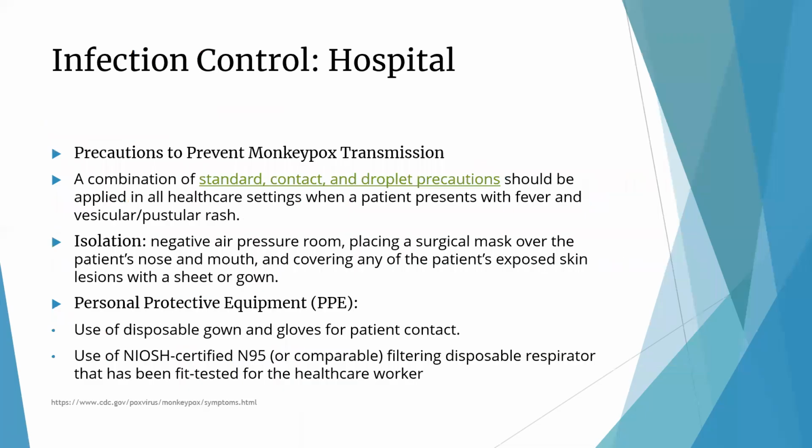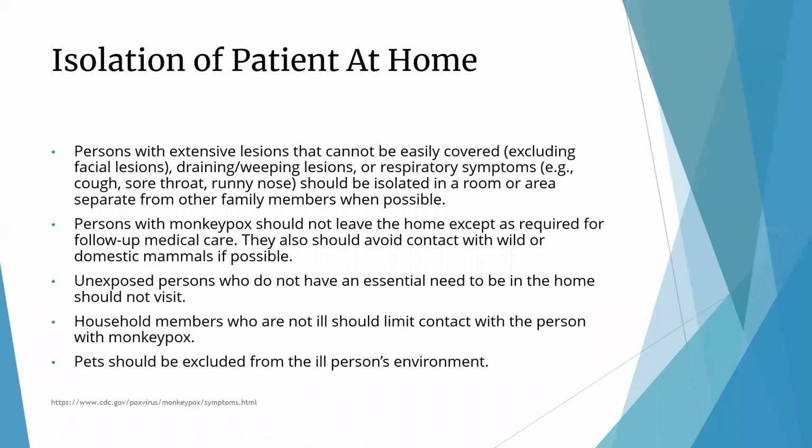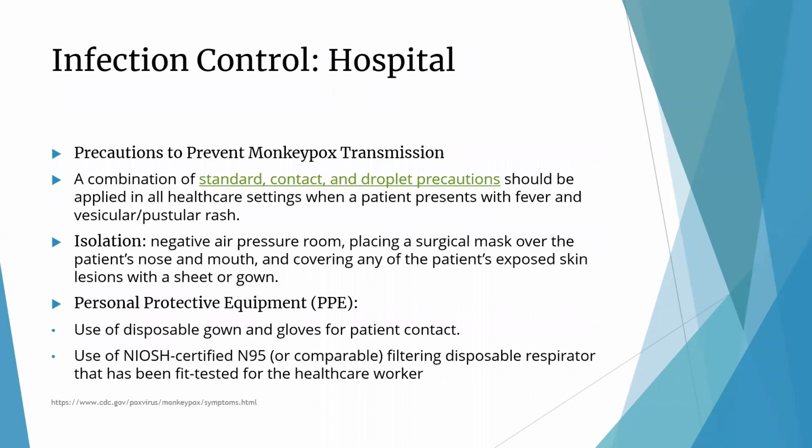So for the control measures, infection control is important, whether at hospital, if the patient is kept at home, or regarding animals or travelers. So first, coming to the hospitals, precautions should be taken to prevent transmission. A combination of standard, contact and droplet precautions should be applied. The guidelines have been given by CDC. Isolation is a must, ideally in a negative air pressure room, but if not available, then you can isolate the patient in a separate room, placing a surgical mask over their nose and mouth, and covering any exposed region of the patient with a sheet and gown. That is important. And the personal protective equipment for healthcare workers dealing with them is a disposable gown, gloves, and N95 certified masks.